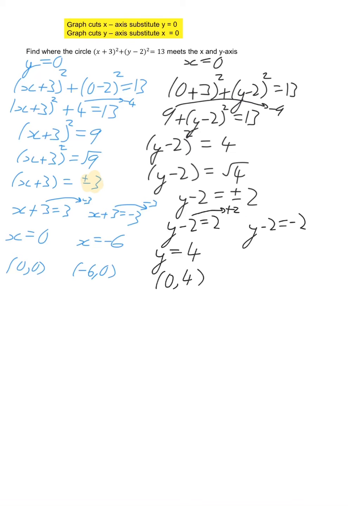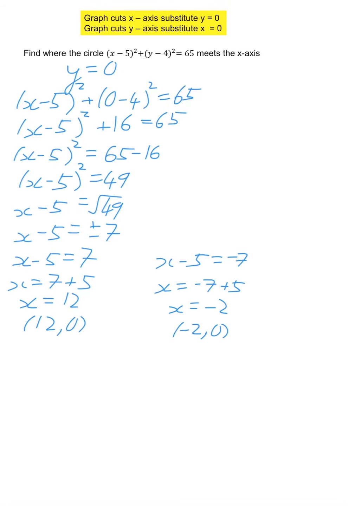For the other one then, bring the minus 2 to the other side, becomes a plus 2. So then minus 2 plus 2, that would be 0. So that coordinate then is (0, 0). And that's then the 2 points where the circle crosses the y-axis. Notice again, the x part here is automatically 0 because at the start of the question we substituted x equals 0, so that means that part of the coordinate will automatically be 0.